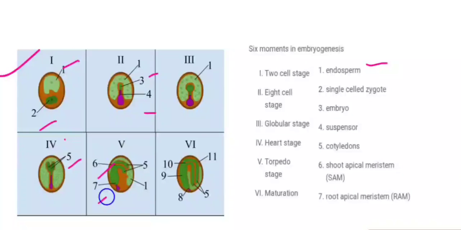Now these Roman numerals 1, 2, 3, 4, 5 and 6 are indicating the stages. 1 is indicating the 2 cell stage, 2 is the 8 cell stage, 3 is the globular stage. Here you can see the embryo is heart shaped, so this is the heart stage, heart shape stage, and 5th is the torpedo stage, 6th one is the maturation stage.